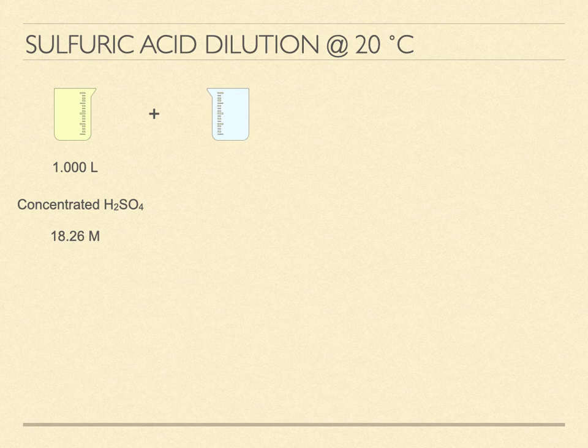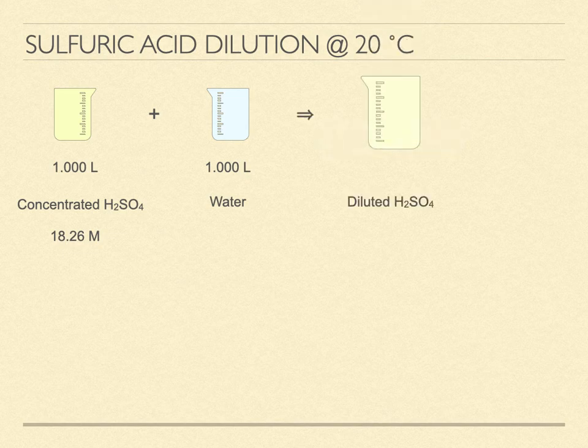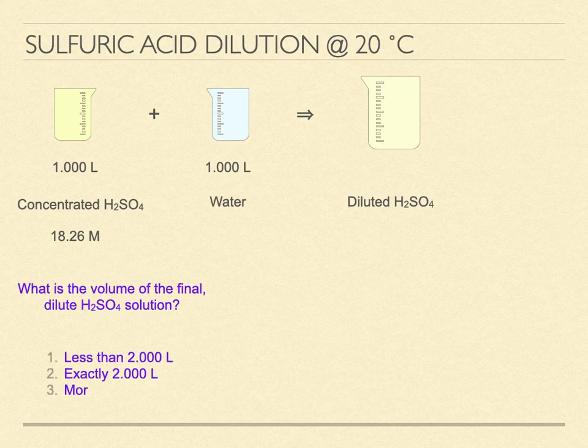Recall that it is exactly 18.26 molar. Add it to exactly 1 liter of water. This produces our solution of sulfuric acid that is diluted by half. What is the final volume of the diluted solution? Is it exactly 2 liters, or is it more or less than 2 liters? Well, it turns out that you would measure only 1.887 liters, considerably less than 2 liters.